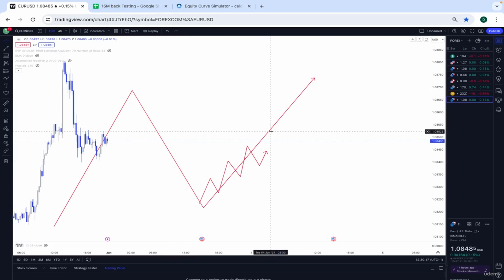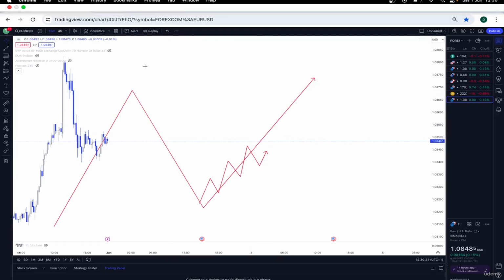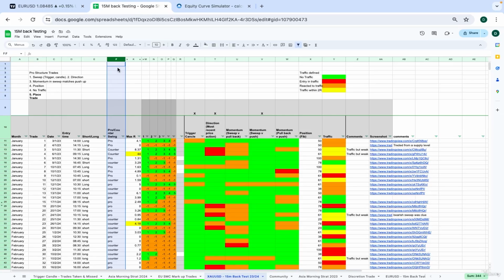So you don't need to know the swing structure, whether it's pro or counter, to trade this strategy. It's just a nice to have. And that's what this column is showing here. This column here is maximum R. So what was the furthest that the trade went before it then came back and took us out for a loss? In this example, this long at 2 o'clock did 4.1 R, or 4.1%, before then coming back and taking us out for a loss.